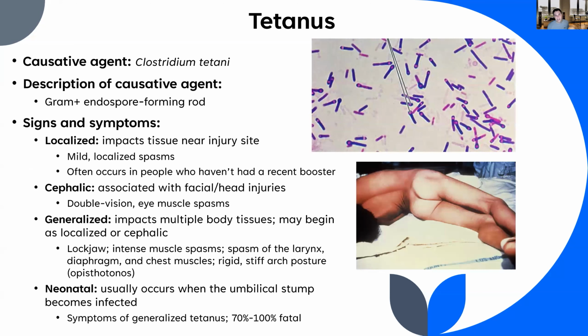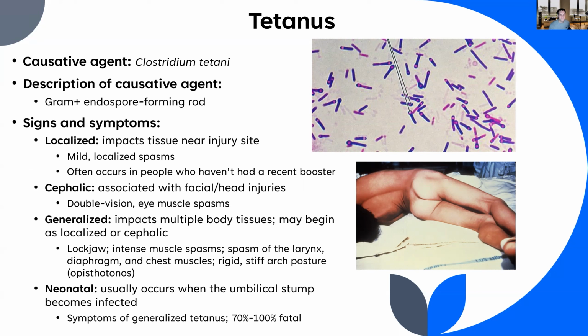Okay, so moving on to another bacterial infection that impacts the nervous system, tetanus. So tetanus is caused by a gram-positive endospore-forming rod called Clostridium tetani. It does come in a few different forms, all of which are potentially fatal. So this is definitely something that we just cannot leave untreated.